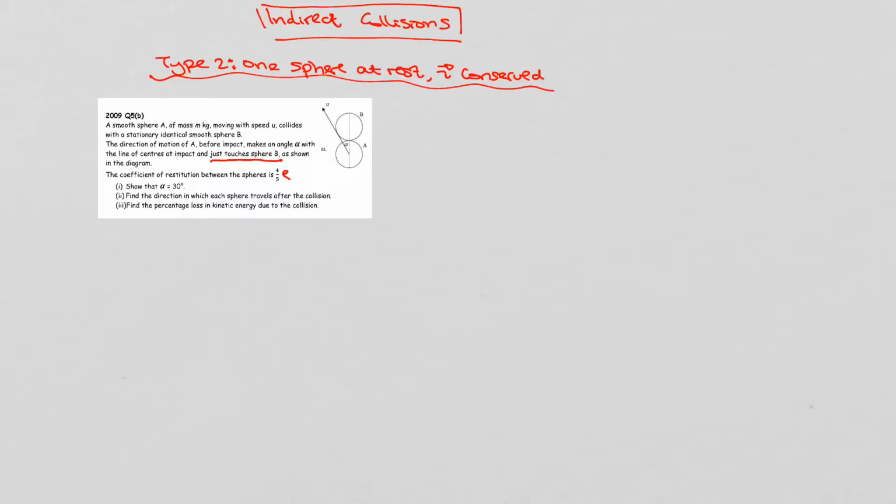So if we have a closer look at this diagram here, the fact that we're told the direction of motion just touches sphere B means that in that diagram we can see that that is a tangent. If I mark in the centre of sphere B with the red dot, from the centre to the tangent must be the radius, and therefore that must make an angle of 90 degrees, because a tangent and the radius meet at a 90-degree angle.